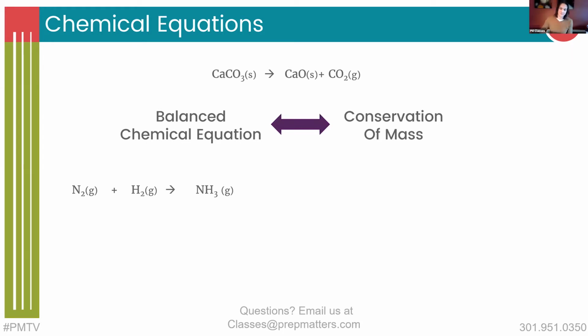It's got 2 nitrogen atoms on the left, so let's take care of that by throwing a 2 in front of the ammonia. Now nitrogen's balanced, but hydrogen's a little out of whack. There are 6 on the left, so if we throw a 3 in front of the hydrogen, now there's 6 and everybody's happy. Easy balancing, shouldn't be that big of a deal for you at this point. Let's go through 1 or 2 more super quick.